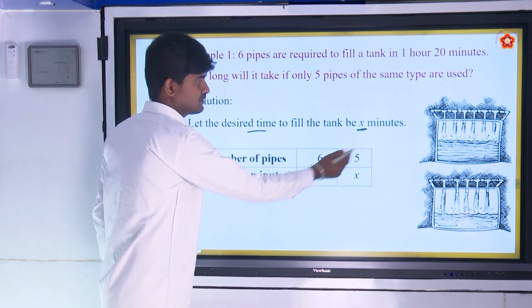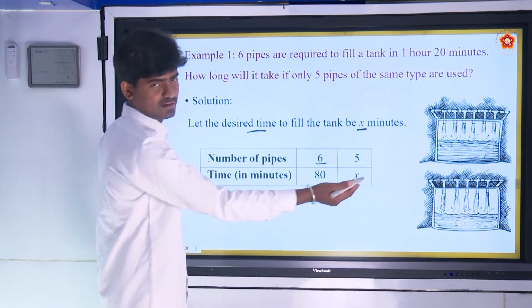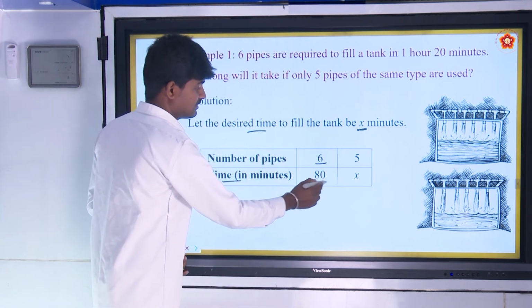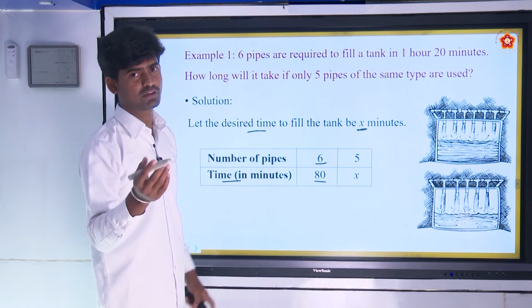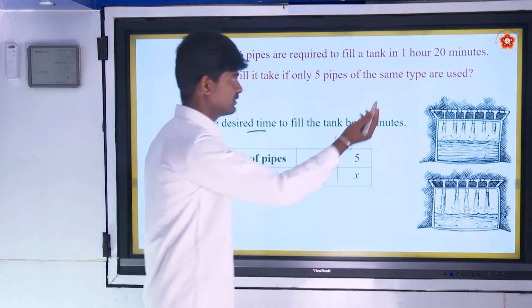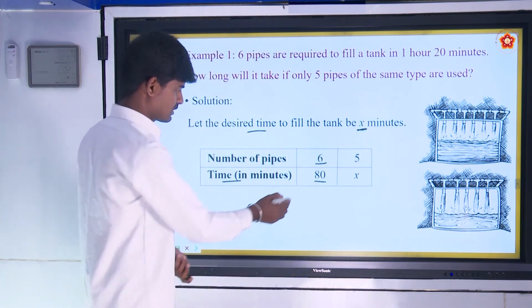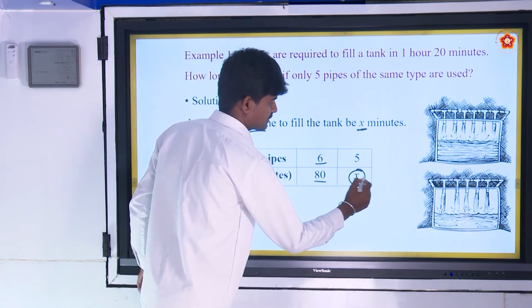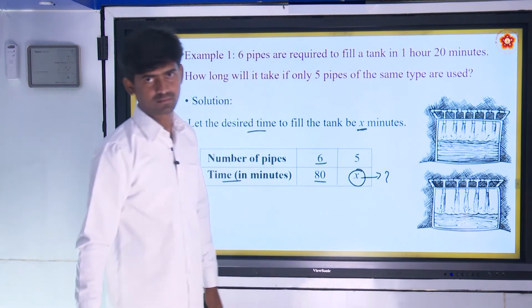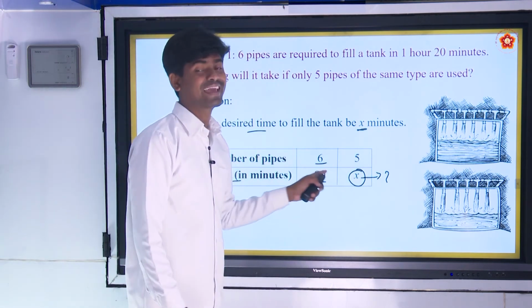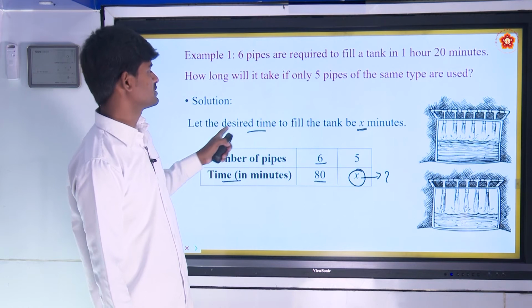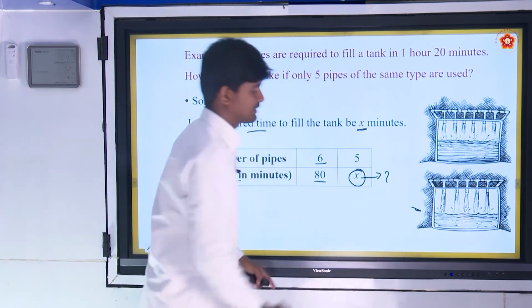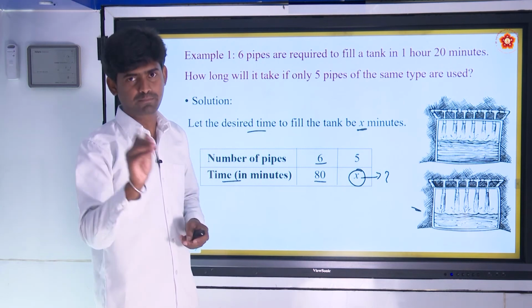See, the number of pipes is 6 in the first case, and 5 in the second. The time is in minutes. It will take 1 hour 20 minutes. 1 hour is equal to 60 minutes, we know that. 60 plus 20 is equal to 80, so 80 minutes. But I don't know the other value. I have to find the value of x, which is how much time is taken to fill the tank using 5 pipes.